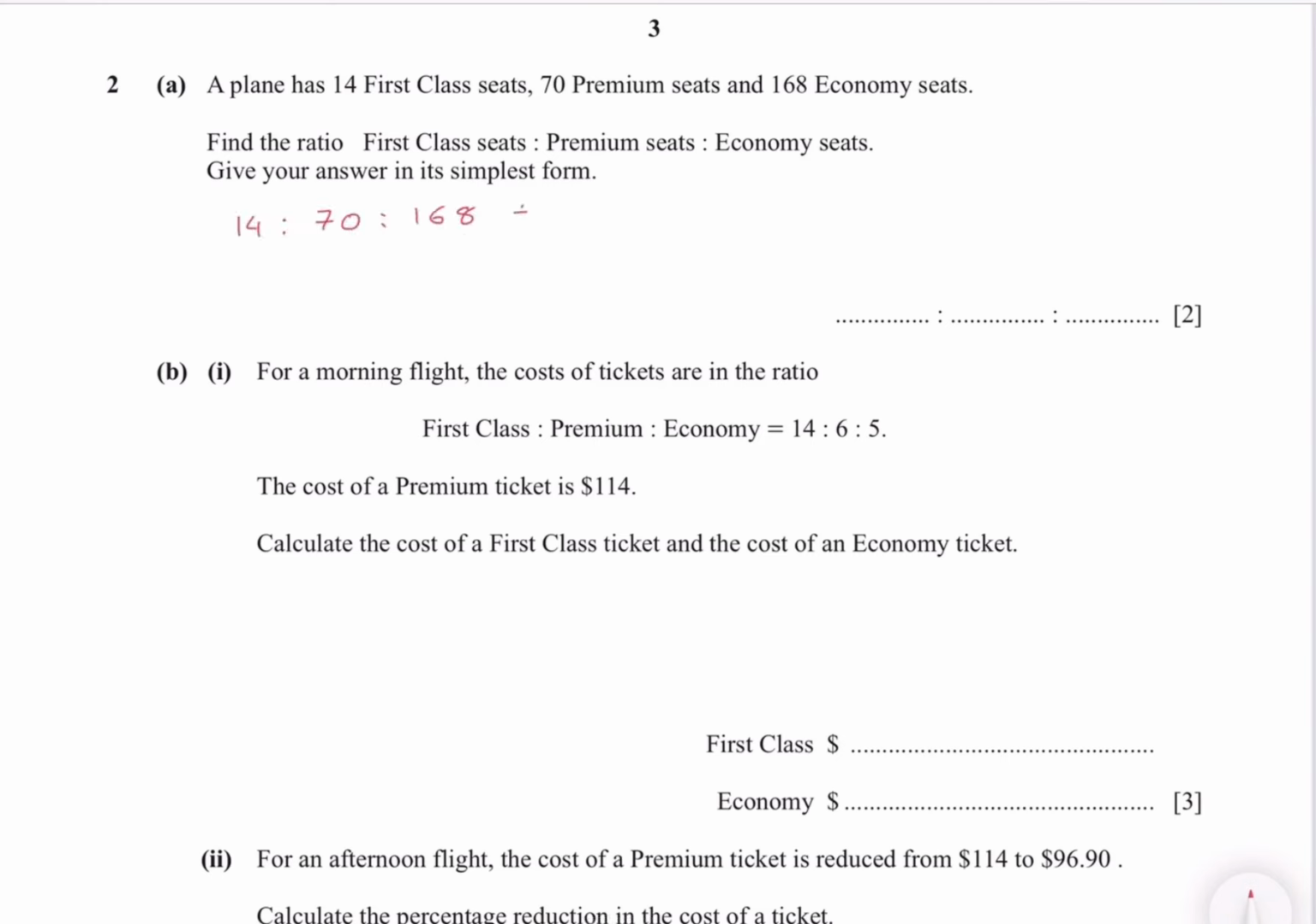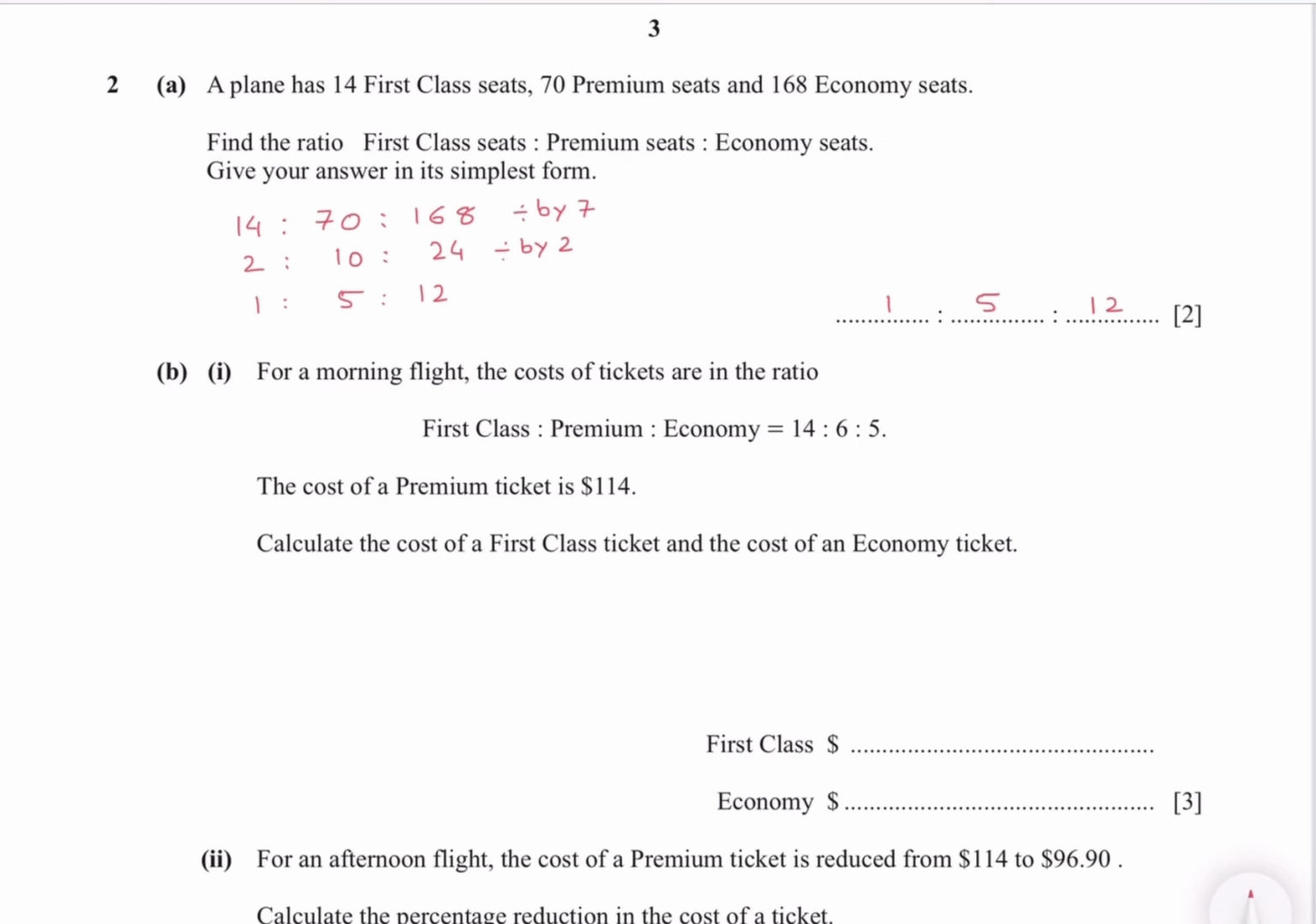So we can divide it by 7. So we got 2, 10, and 24. Again we can divide it by 2 until we get the simplest form. So 1 ratio 5 ratio 12. This is our answer.